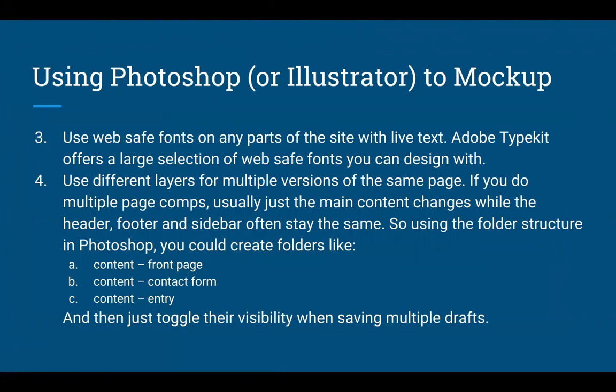Use different layers for multiple versions of the same page. So if you do multiple page comps, usually just the main content changes while the header, footer, and sidebar often stay the same. So using the folder structure in Photoshop, you could create a folder that has, you know, content front page, content contact form, content entry, and then you can just toggle their visibility when you save multiple drafts.